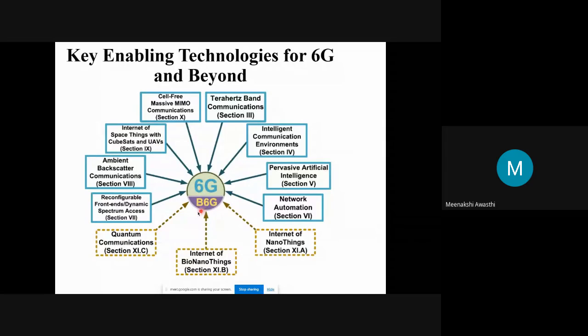Now the shaded line: we have already discussed these three technologies that are very state of the art in wireless, including quantum communication. The use of these three technologies will be in beyond 6G: the Internet of Bio Nano Things, the Internet of Nano Things, and quantum communication. These are the three promising technologies that we can imagine beyond 6G.